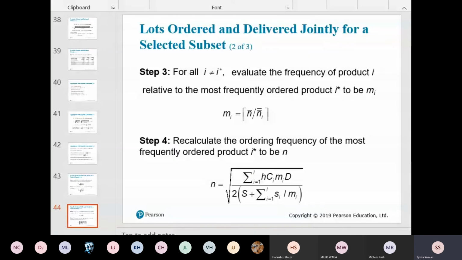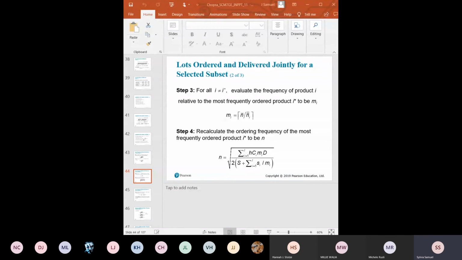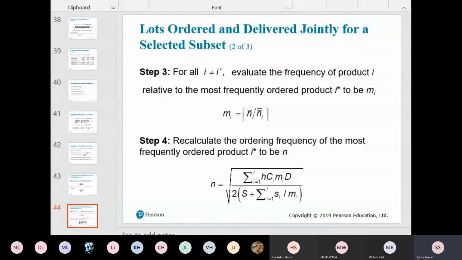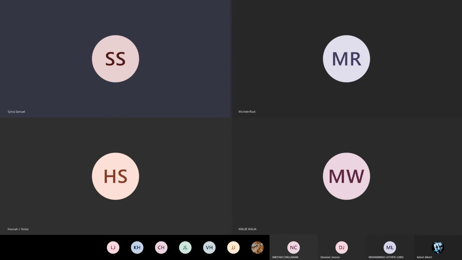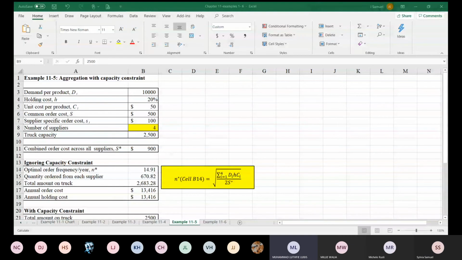Please tell me if you can see the Excel. 11.5, okay. Can you see the Excel? No? Okay. It means must be manually. Okay, wait. Mine here have Excel, I mean.